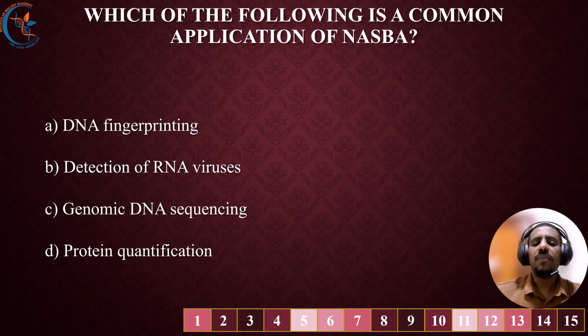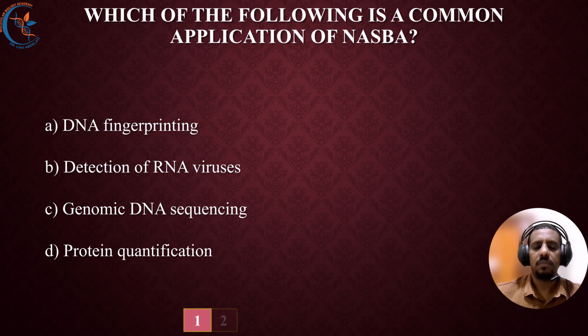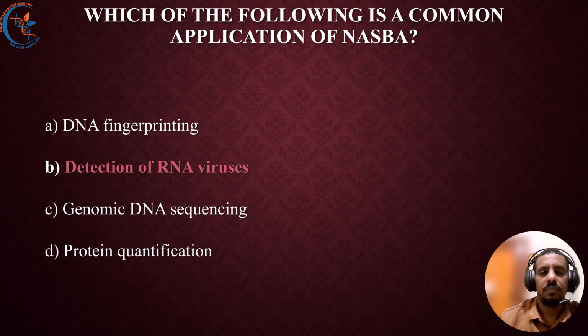Alright, which of the following is the common application of NASBA? Correct answer is detection of RNA viruses. As we know, NASBA is commonly used for detection of RNA viruses because it can directly amplify RNA, making it a powerful tool for diagnosing viral infections. All right, let's move on.